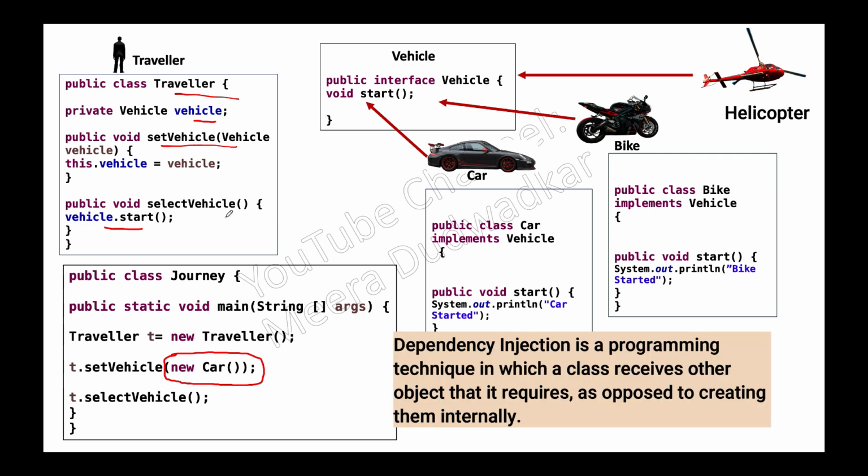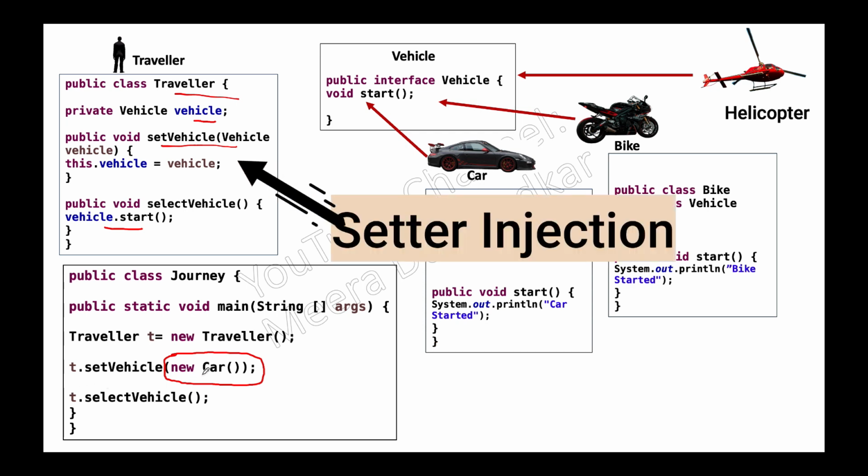The process of providing a dependent object to the target class is called as dependency injection. So we are providing the dependent object to the traveler class through setVehicle method. We are actually injecting an object to the setter method. This object is used through the concept of setter method, hence it is called as setter injection.